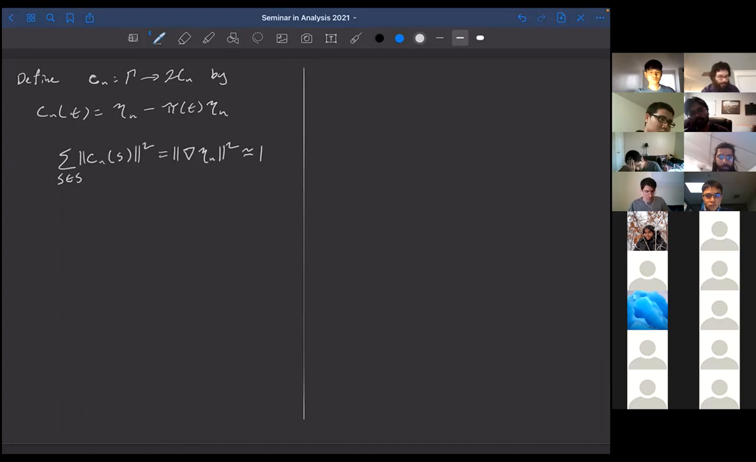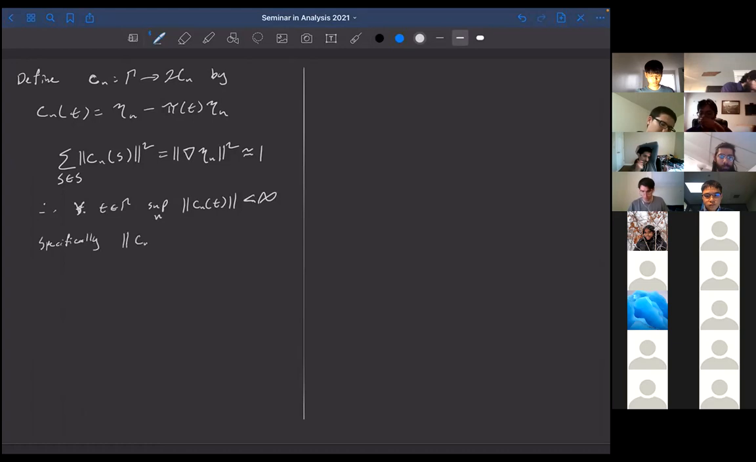And again, from the cocycle identity, we get that for all t in Γ, the sup over n of the norms of cn of t is finite. Because we have it for the generating set, and hence by the cocycle identity, you have it for any word in the generating set. It'll be at most the word length. So specifically, the norm of cn of t is going to be less than or equal to the length of t with respect to this generating set S. And that's true for all n.